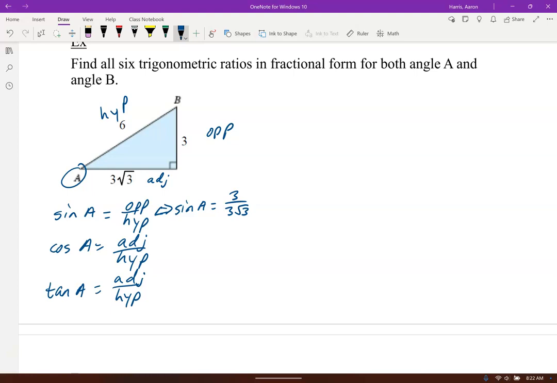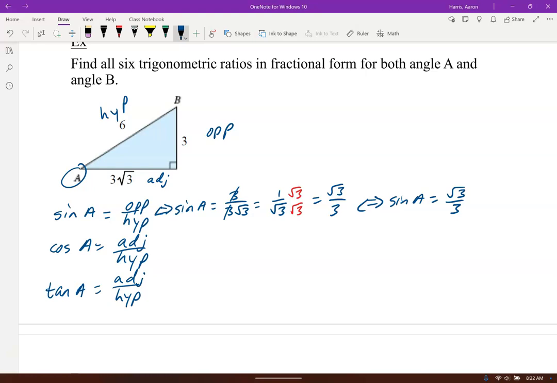Now really, we should simplify this. So 3 over 3 is 1. So we got 1 over root 3. And really, we should not have a square root on the bottom. So let's go ahead and rationalize that. We'll multiply top and bottom by root 3, and we'll get root 3 over 3. And so the sine of A is root 3 over 3.